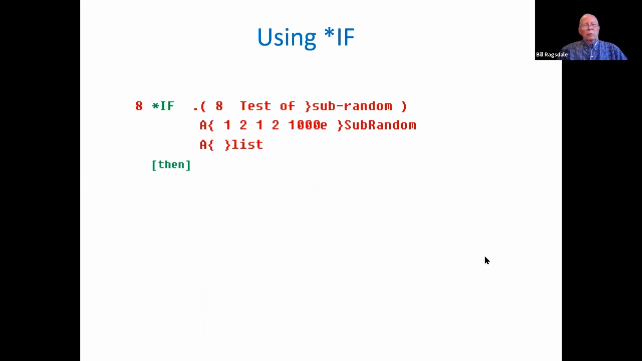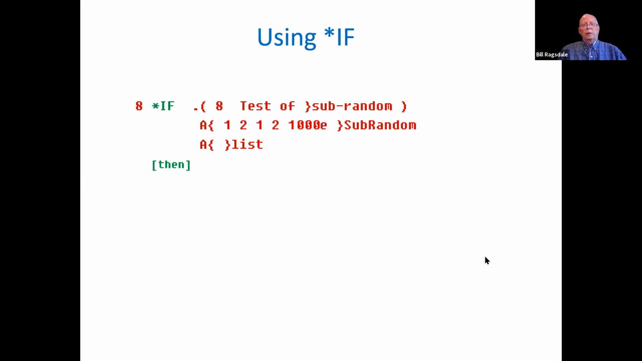So here's a typical example of a test. This is test number 8. So you see at the top left, 8 going to star if. If our test limit is set to 8 or less, then the following code will execute. The dot paren gives us a little reminder. It says this is test 8, and it's a test of, in this case, the word subrandom. The next two lines take a matrix. The A bracket is a matrix. A random number is generated, and the matrix is filled with random numbers. And then the A bracket lists that.